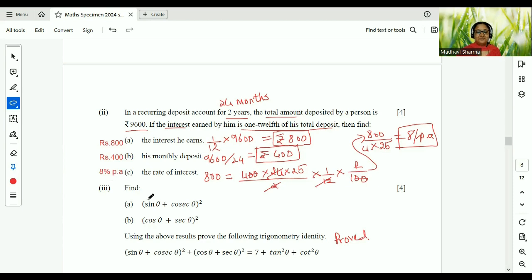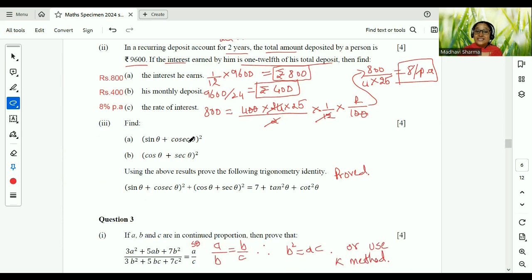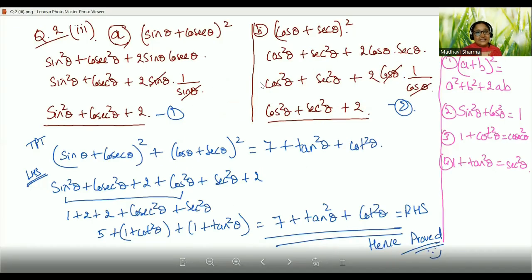1 mark cut. Find (sine theta plus cosec theta) the whole square plus (cos theta plus sec theta) the whole square, and then of course you have to prove this. I have already proved it, I will show it to you. Since there are 3 parts to this, I have done it in 3 colors. The A part is (sine theta plus cosec theta) the whole square. I did it here, and this I got as number 1, the A part. The B part, (cos theta plus sec theta) the whole square, I have solved here, and this is the second part, the B part. Now, this is what I have to prove, to prove that. I took the LHS.